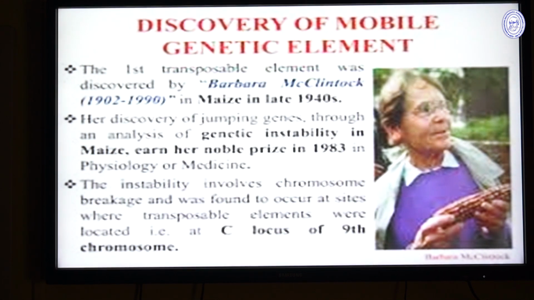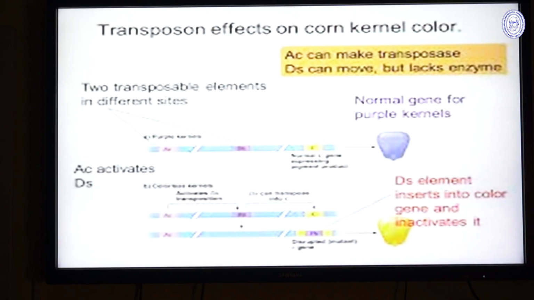Basically, Barbara McClintock was studying Mendelian genetics, and she was studying maize, the corn seeds, where she found a lot of different changes in the appearance of the corn seeds. So let us discuss the small experimental part of what Barbara McClintock actually did, from where the discovery of transposons came into the science field.